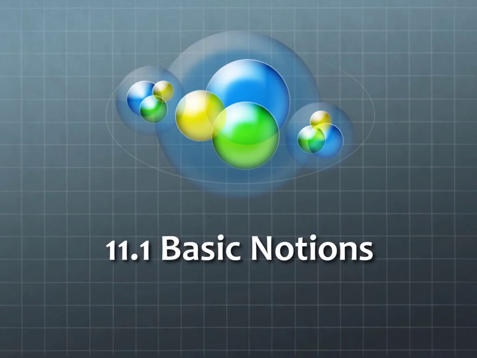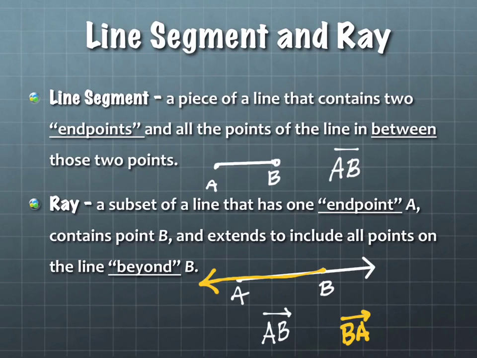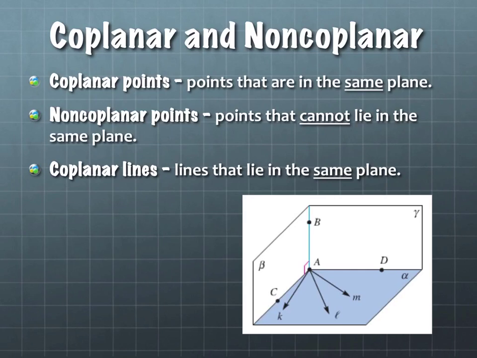Last time we started 11.1, basic notions of geometry, and we were taking a look at three-dimensional objects. When we stopped off, I believe we're here. So we talked about coplanar points being points that are in the same plane. Non-coplanar points are points that cannot lie in the same plane. You need at least 4 of those for that to actually be a possibility. And then coplanar lines are lines that lie in the same plane.